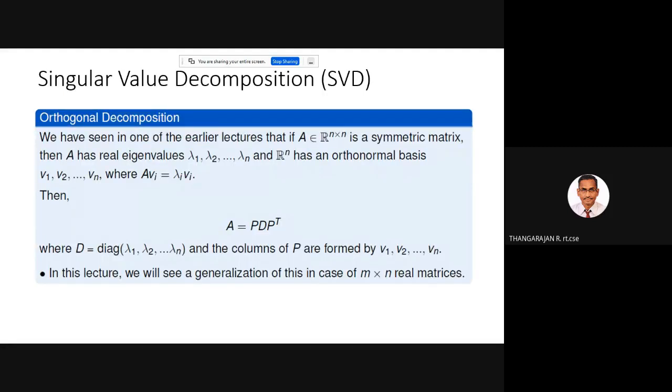Now we come to an important concept called singular value decomposition. This singular value decomposition is very much used in machine learning, so I'll have to go into it extensively.